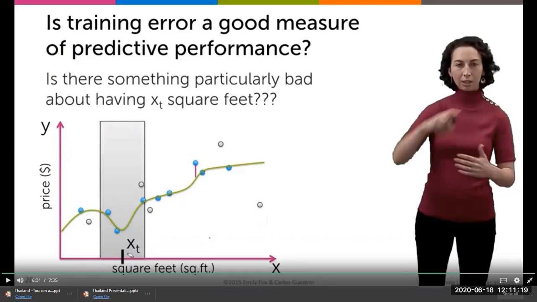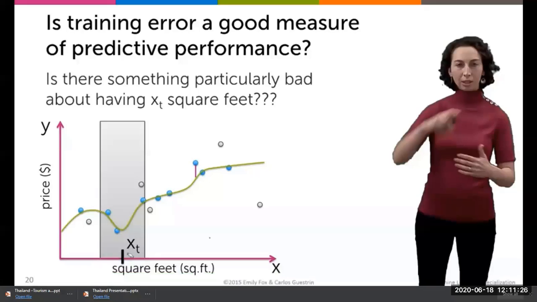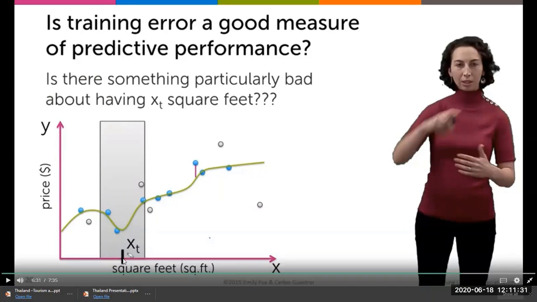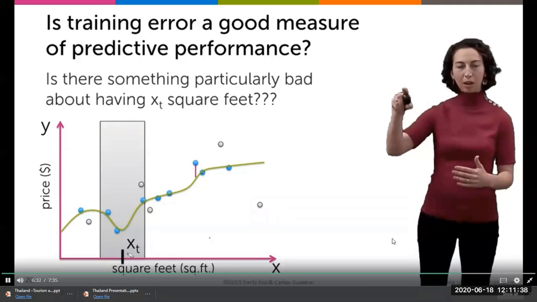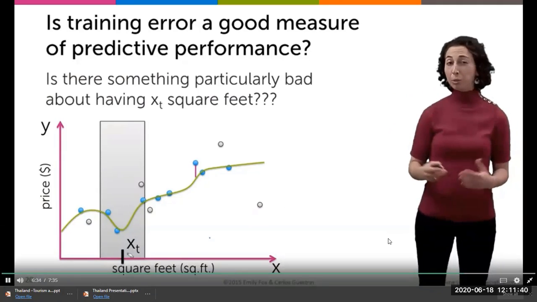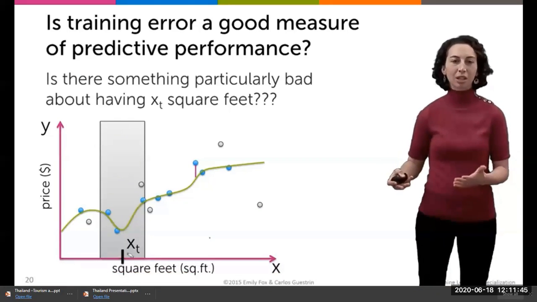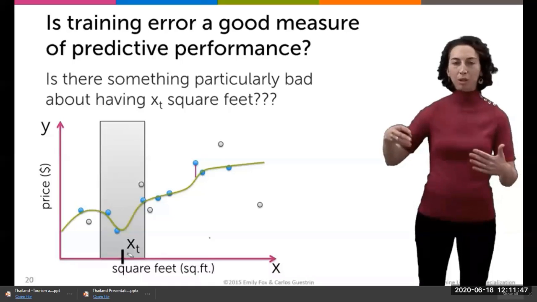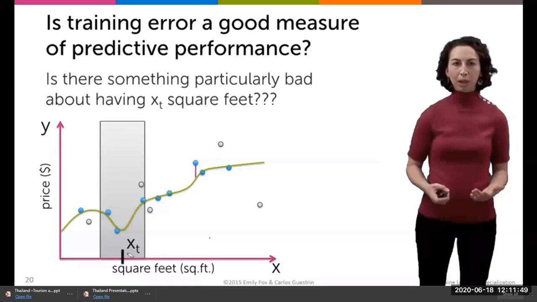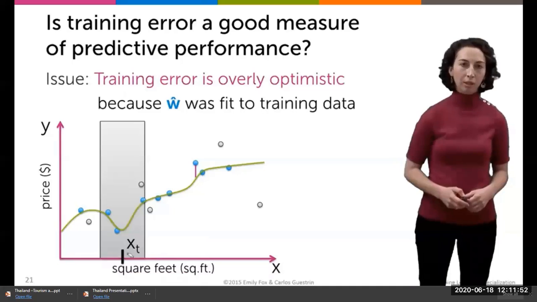So is there some reason why having this amount of square feet is not good for the price? It seems unlikely, right? It seems like the model is wrong, not that there's some value of the size of the house which makes it worth less, even though it's a bigger house. Because there's this dip down in this function. Do we really believe that this is a true dip in value, that these houses are just less desirable than houses with fewer or more square feet? Probably not. So what's going wrong here?